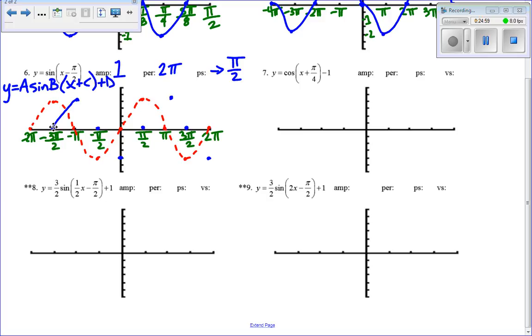Why was the period 2 pi? Because the b value is 1. B value right here. What's in front? What's between sine and the parentheses? It was non-existent, so it's 1. So 2 pi divided by 1 is 2 pi. So that's why your period's 2 pi.